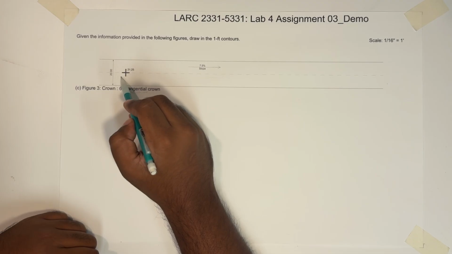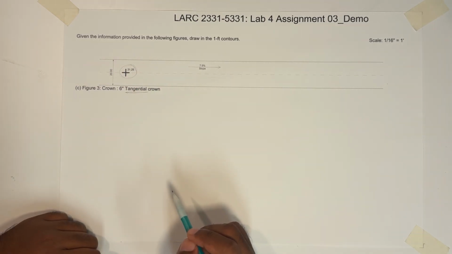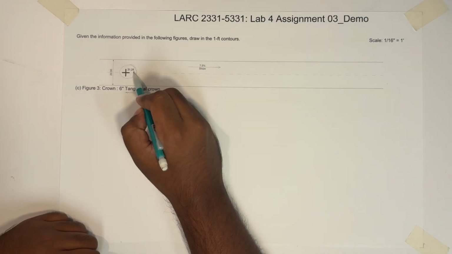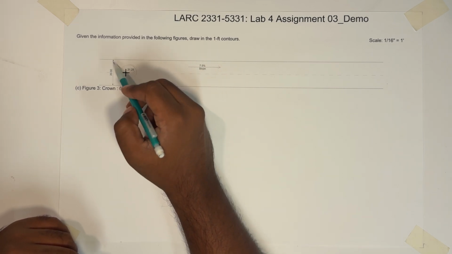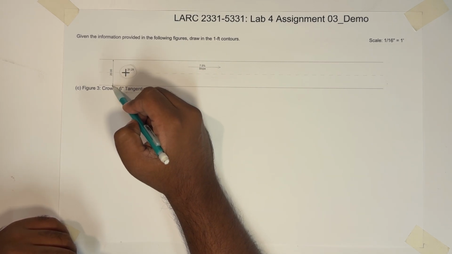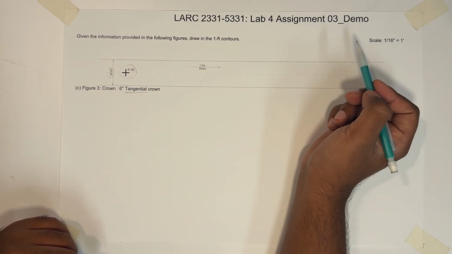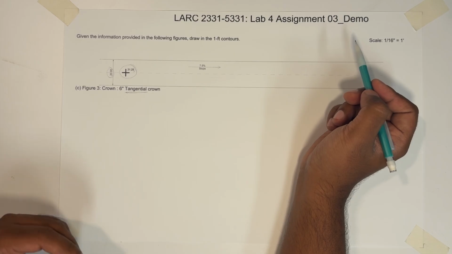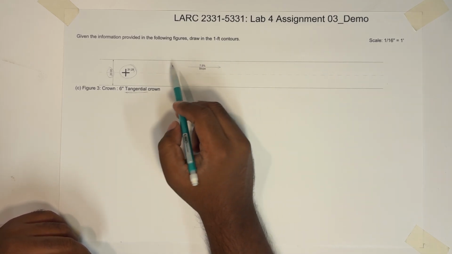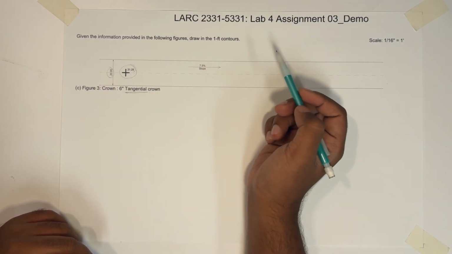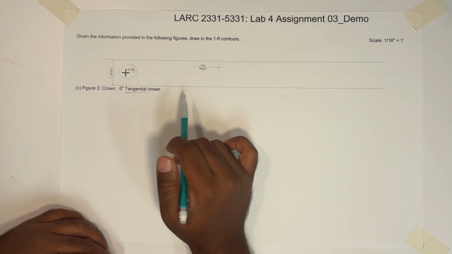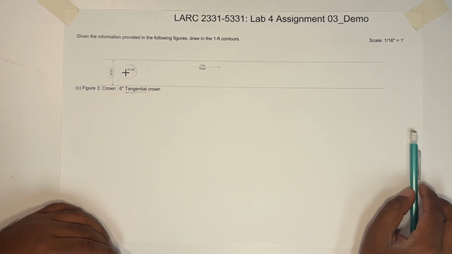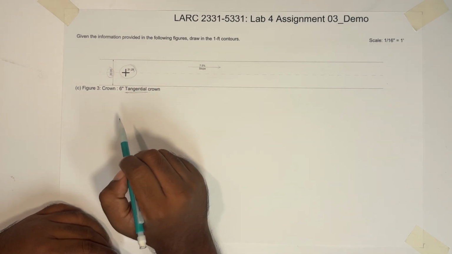Then we have one point on top of the crown, which is 31.25 feet. So that's the second clue. And then the third clue is the overall length of the road, which is 20 feet. Also, we know that the road has a tangential crown. So these are the four clues overall that we have. With these clues, we'll move on to our second step, which is finding the first elevation.